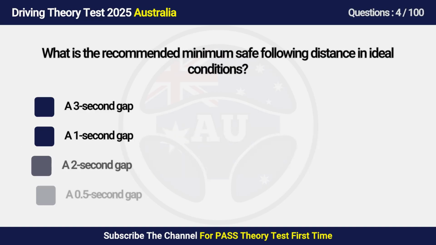Question 4. What is the recommended minimum safe following distance in ideal conditions? A gap. B. A gap. C. A gap. D. A zero gap.